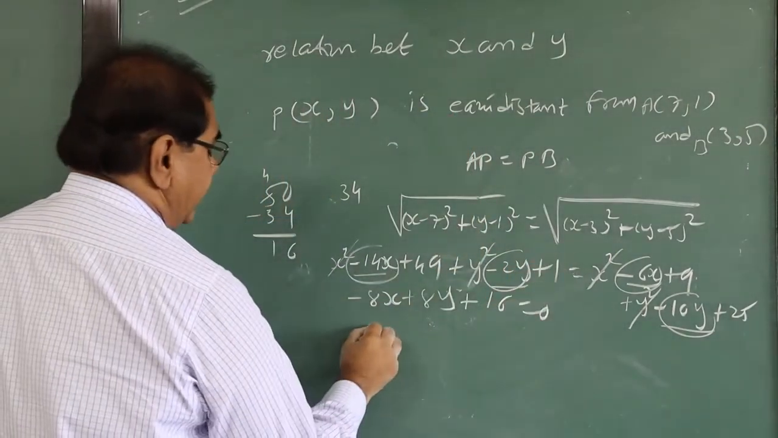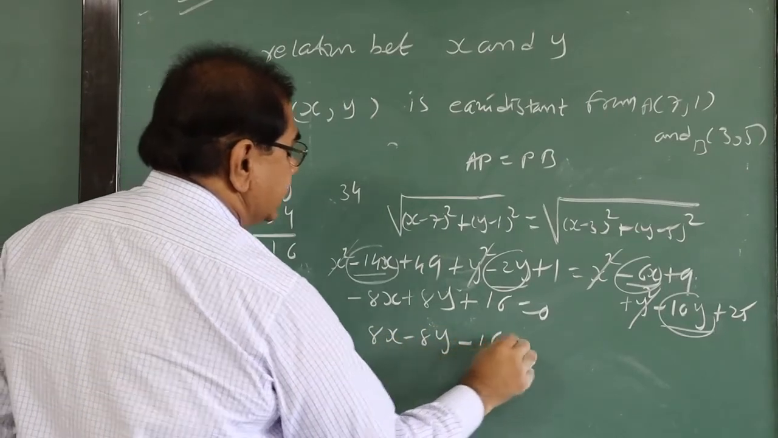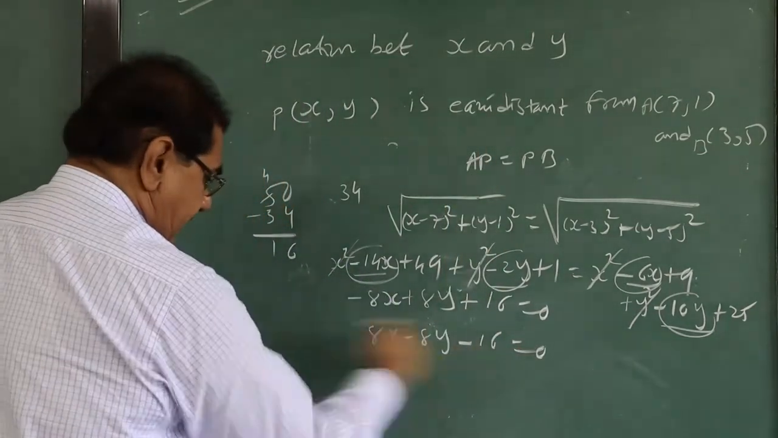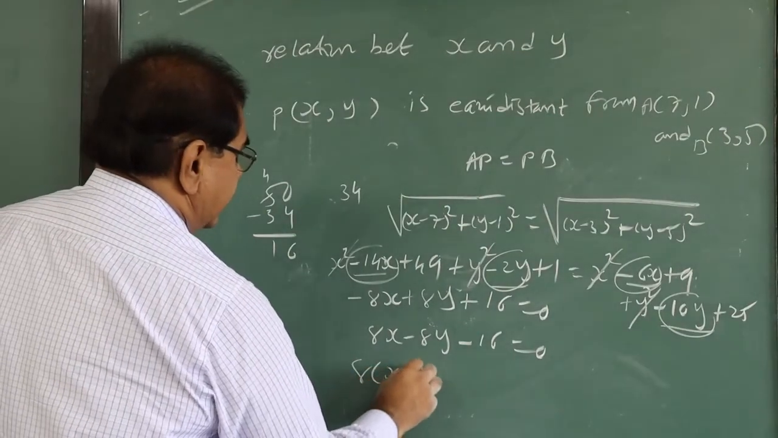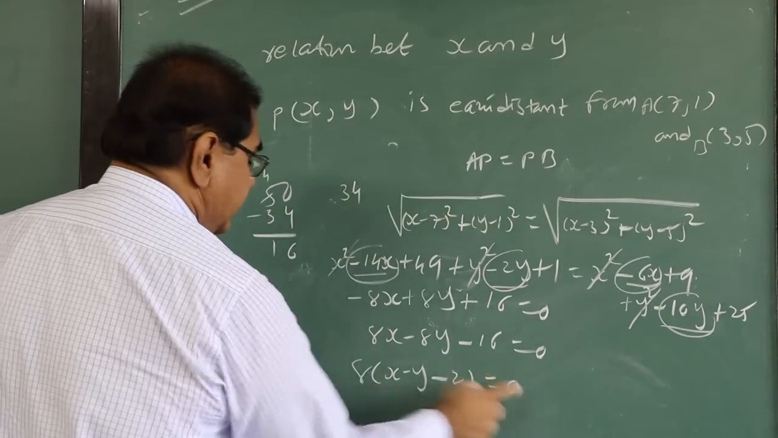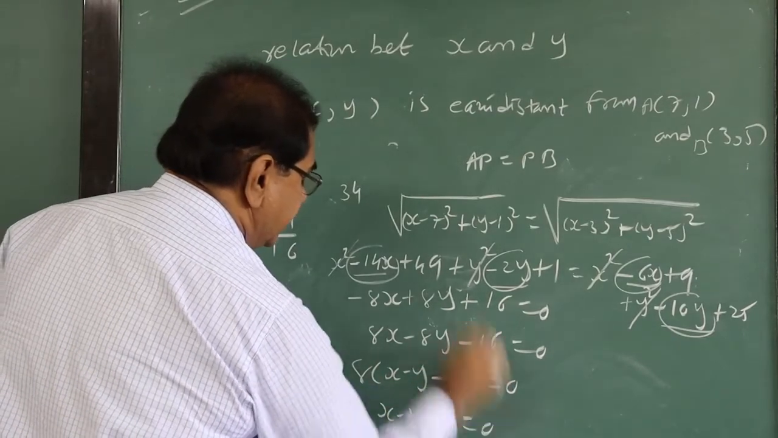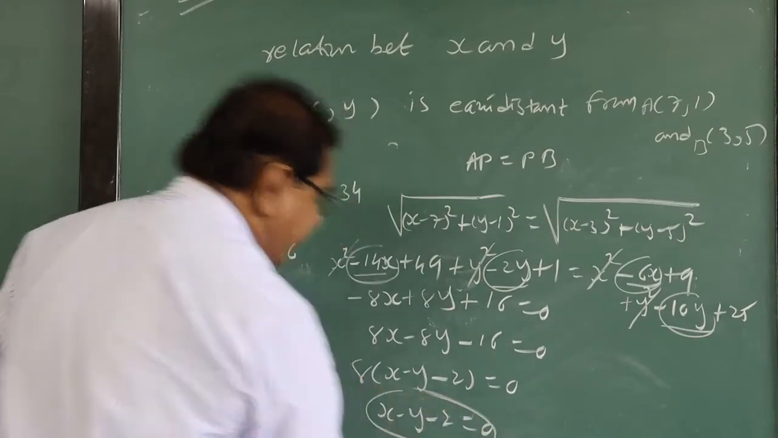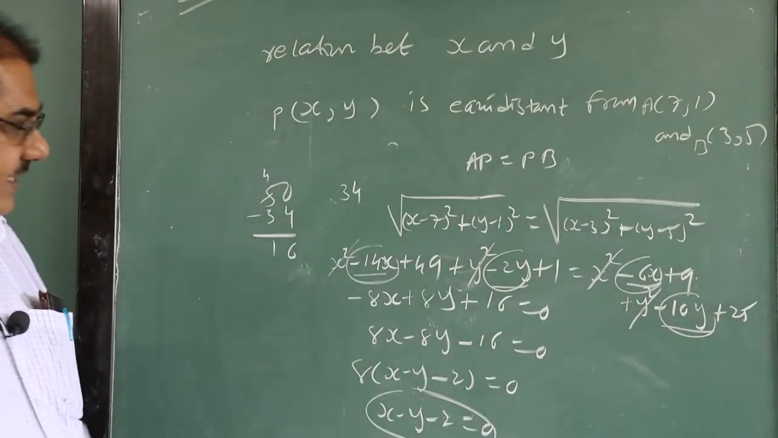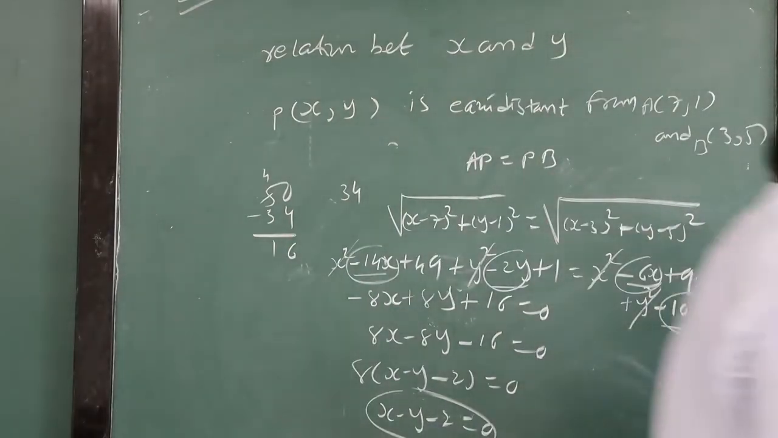I change the sign of all. 8x minus 8y minus 16 is equal to 0. 8 is common. x minus y minus 2 is equal to 0, since 0 upon 8 is 0. So x minus y minus 2 is equal to 0. So this is the relation between x and y. Is it clear? So this is how we can prove the required statement.